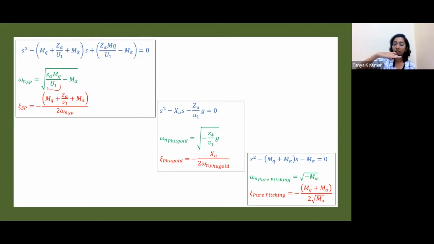In the pure pitching motion, you have only this rotation. There is no motion in the X or Z direction. But in the short period mode, there is an oscillation. It oscillates fast to the equilibrium, but there is an oscillation. That means there is a translational motion. So this plunging motion is what contributes to this additional term. Due to the absence of this plunging motion or translational motion, that term is absent in the pure pitching case. Similarly, for the damping ratio, there is an additional term that comes in the short period due to the plunging motion, which is absent in pure pitching.